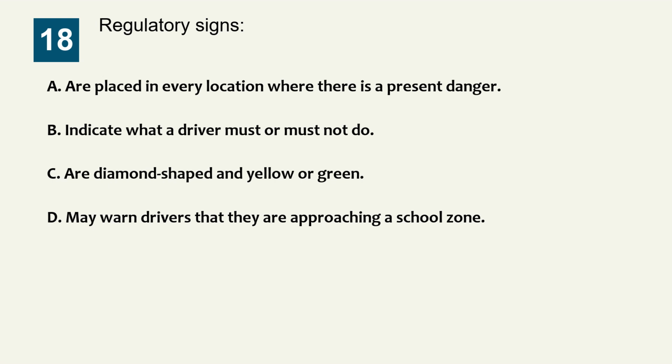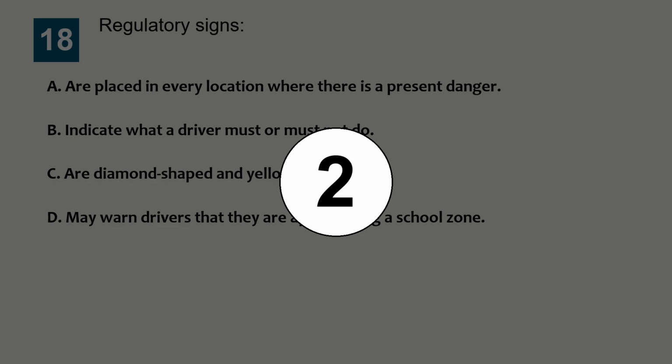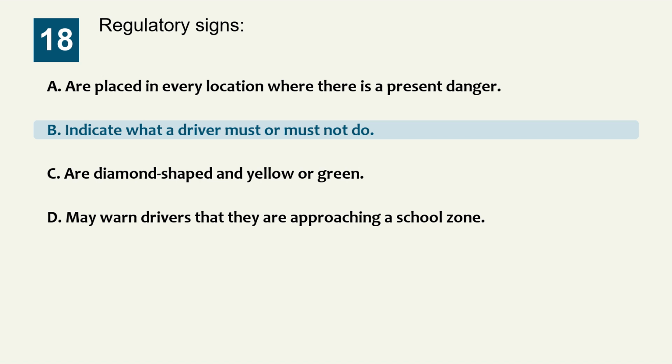Question 18. Regulatory signs. Option A. Are placed in every location where there is a present danger. Option B. Indicate what a driver must or must not do. Option C. Are diamond-shaped in yellow or green. Option D. May warn drivers that they are approaching a school zone. The correct answer is option B. Indicate what a driver must or must not do.